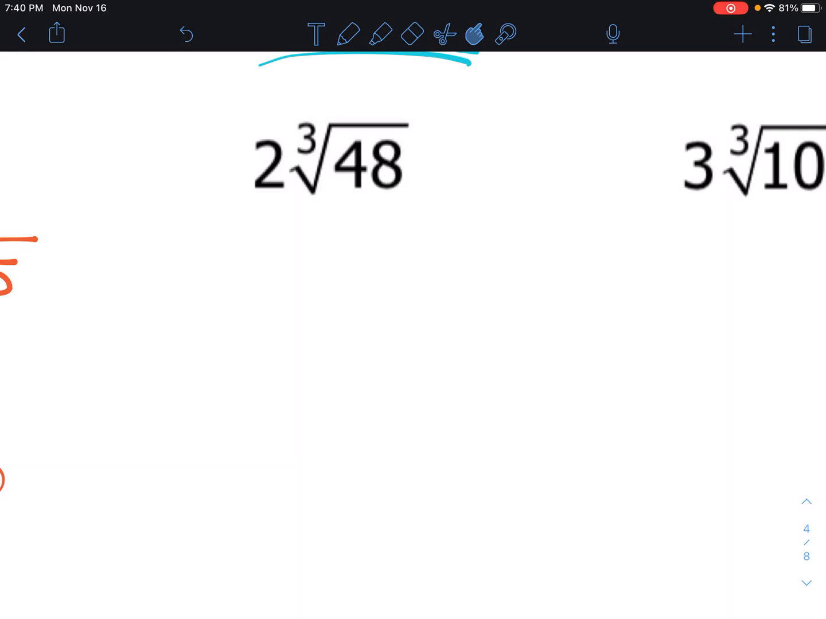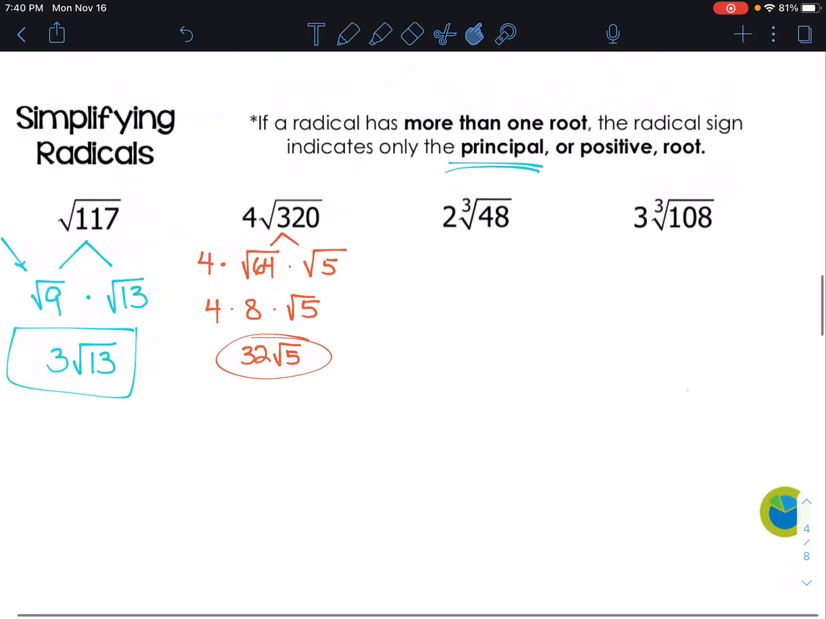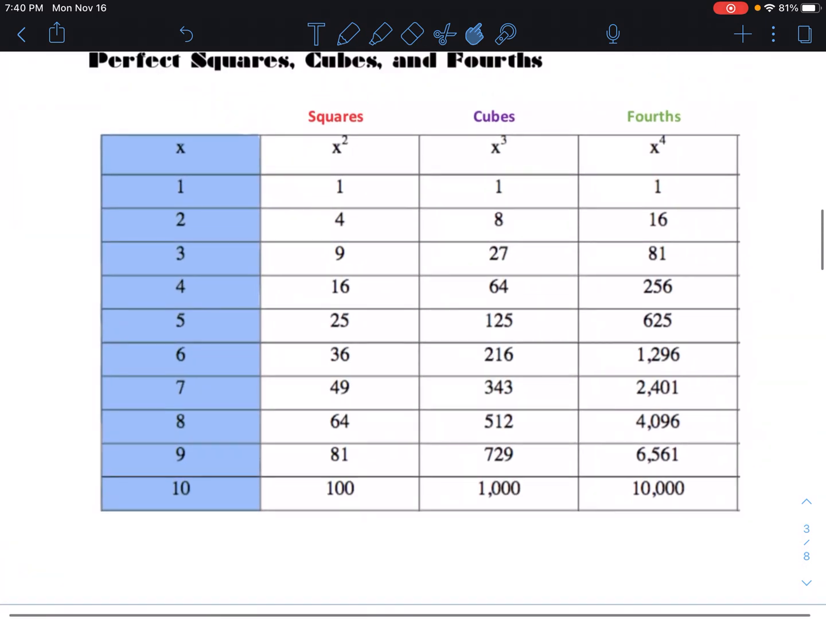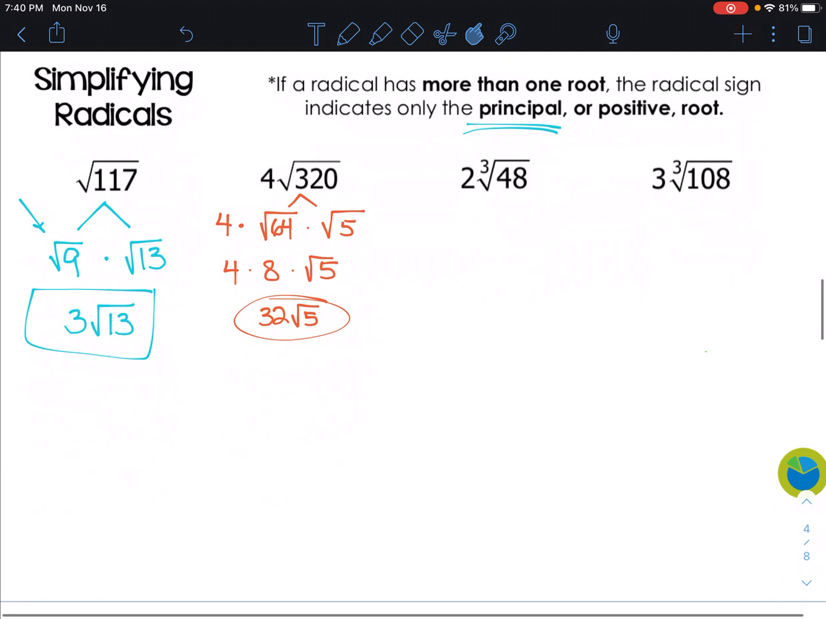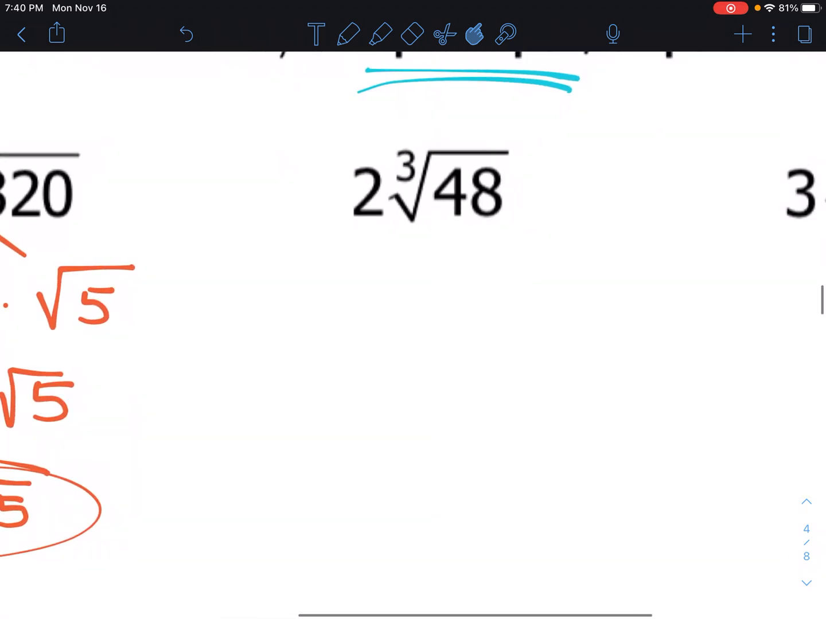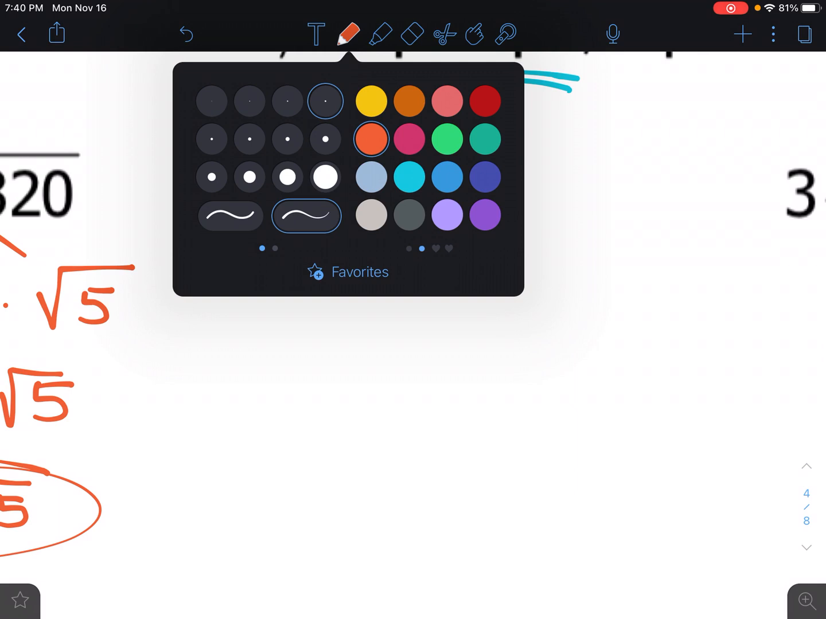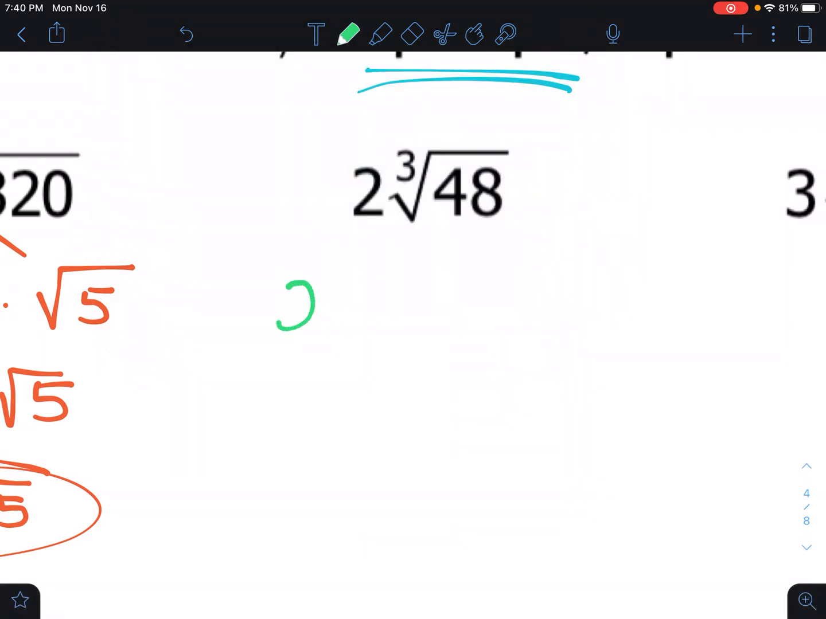2 times the cube root of 48. Now, if we look at our cube roots, let's go back to our cube root. The biggest one that's going to go in 48 is only 8. So that will give us 2 when we take the cube root. So that kind of makes our job a little bit easier here. I suppose I should switch colors. Let's go 2 times, okay, cube root of 8 times cube root of, that would give us 6 left over.